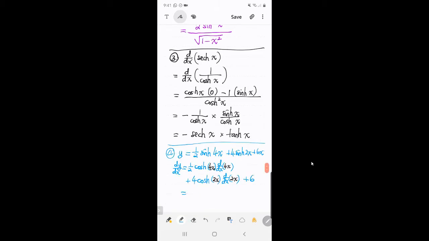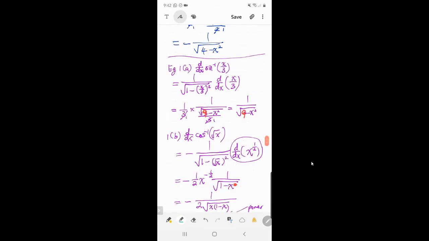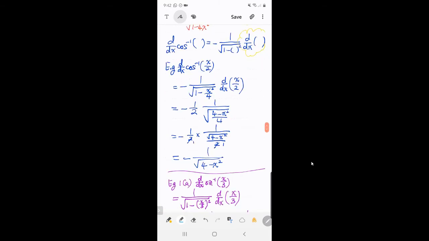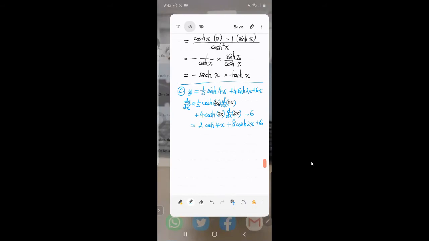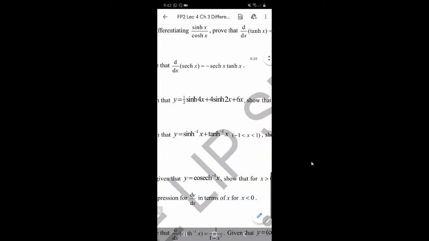So now the answer. You differentiate 4x, you get 4. So 4 divided by 2, you get 2. So 2 cos 4x. Followed by differentiating 2x, which will give you 2. 2 times 4, you get 8. So plus 8 cos 2x plus 6. So that is how you solve problem number 4. So they ask you to show that dy dx is equal to 16 cos to the power of 4x. So it's not done yet. You are supposed to change everything to cos to the power of 4x.